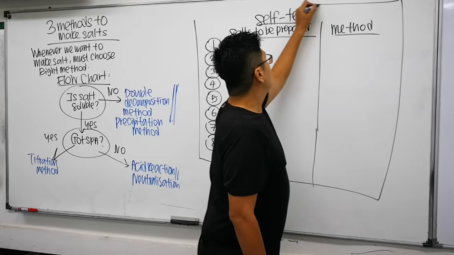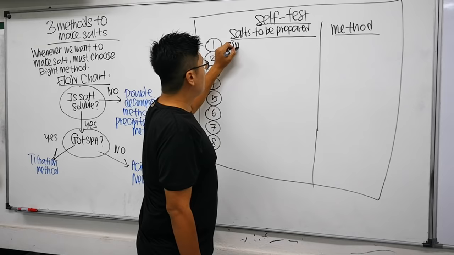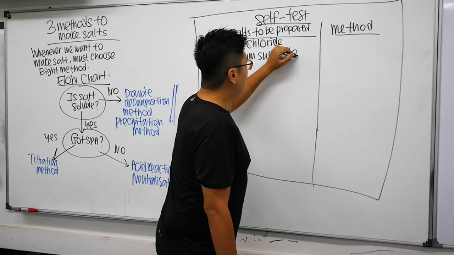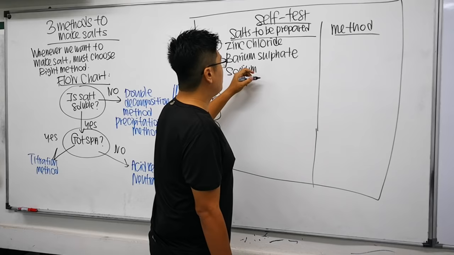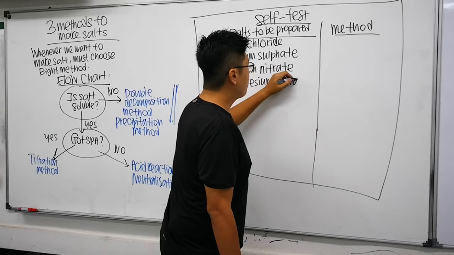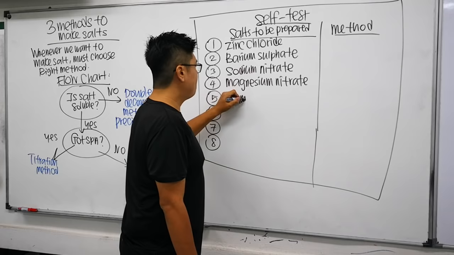The first salt is zinc chloride. You just write the list first, we do together. The second salt is barium sulfate. The third salt is sodium nitrate. Another salt is magnesium nitrate. Another salt is aluminium carbonate.